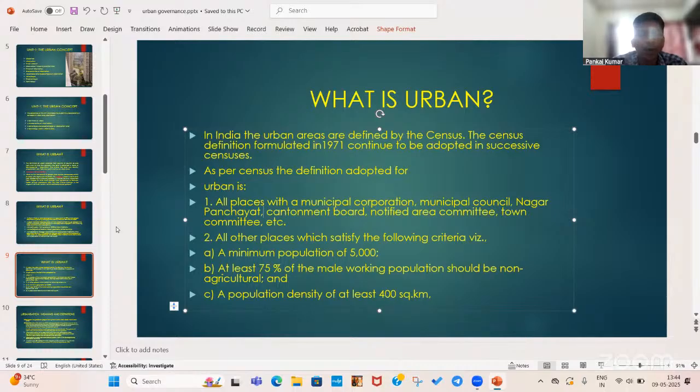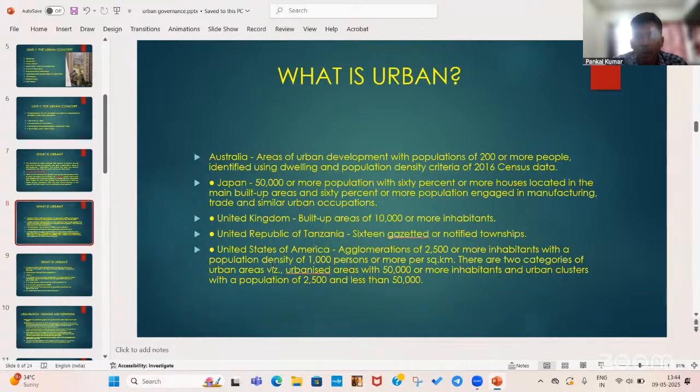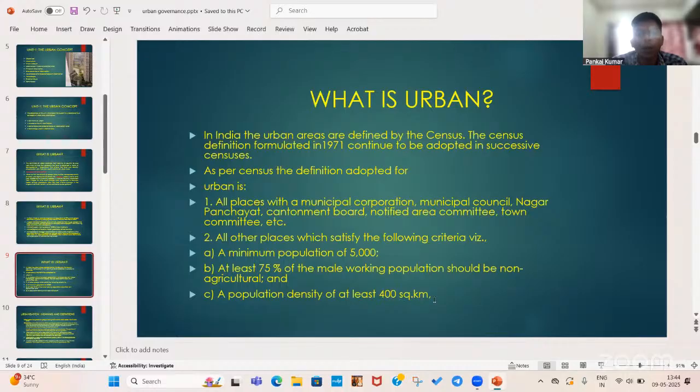Do you remember the criterion in the United States? Population density of 1,000 persons or more per square kilometer. And here in India, it's at least 400 per square kilometer. It means 400 people should be residing within each square kilometer of the area. This is population density. Number one is a minimum population of 5,000. Number two is at least 75% of the male working population involved in non-agricultural activities. Third is a population density of at least 400 per square kilometer. These are the three criteria.